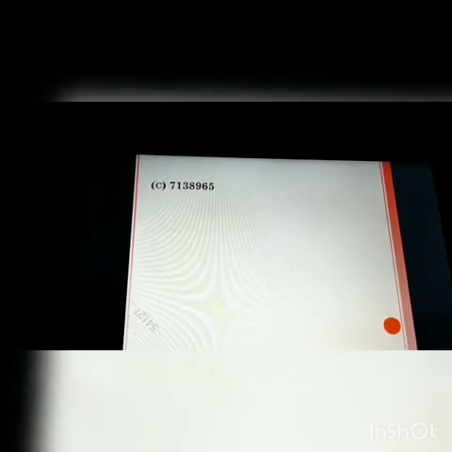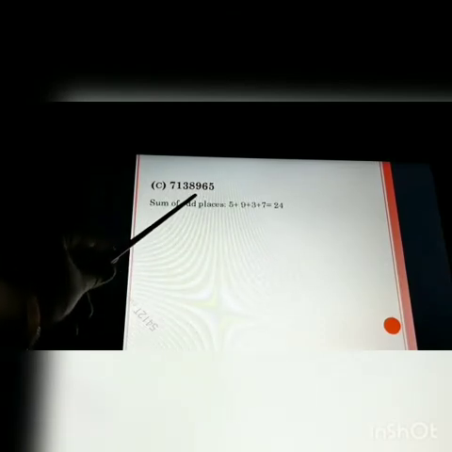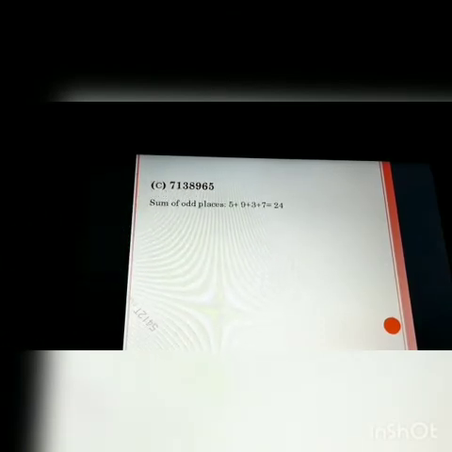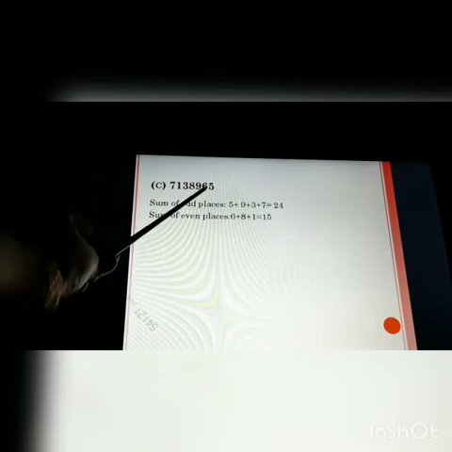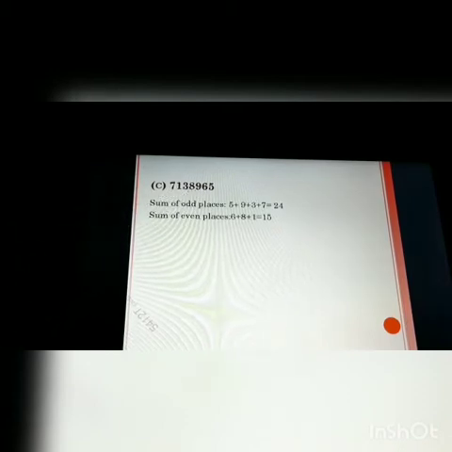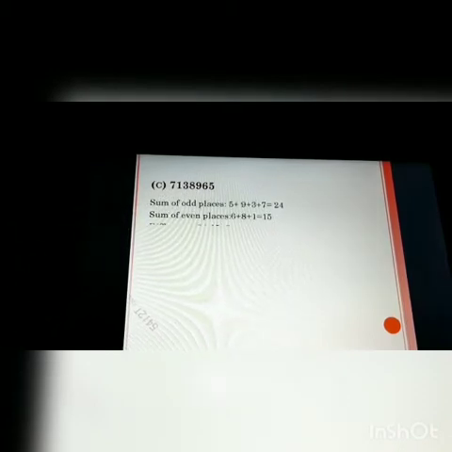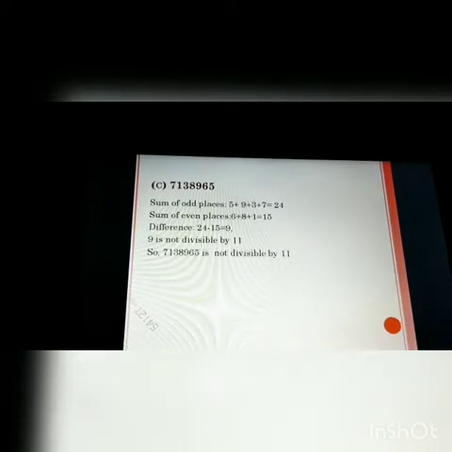Now the C part. Here the odd places are 5, 9, 3 and 7. They are forming 24. The even places are 6, 8 and 1. They are forming 15. Their difference is 9. 9 doesn't come in the table of 11. So the whole number is not divisible by 11.